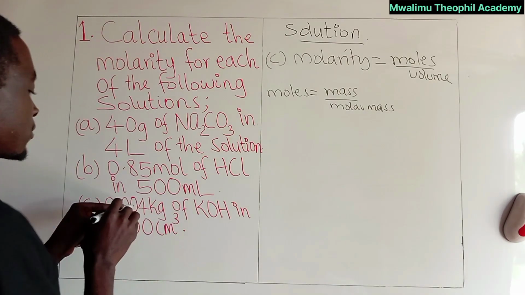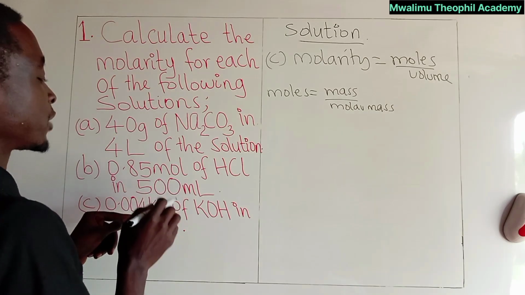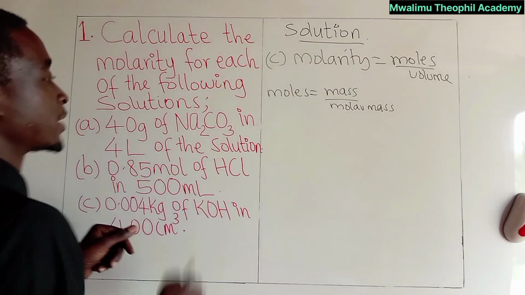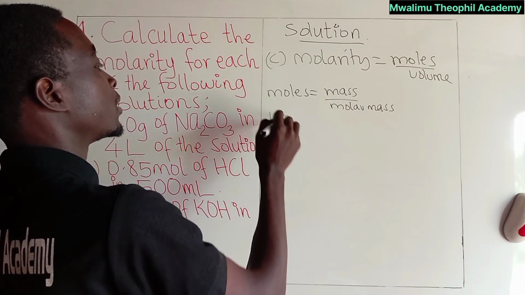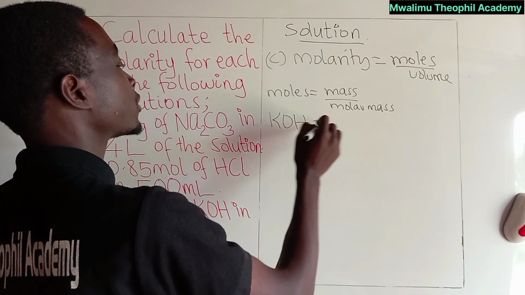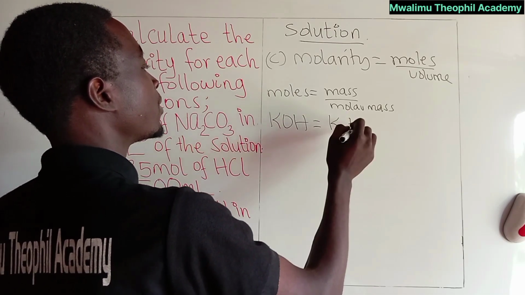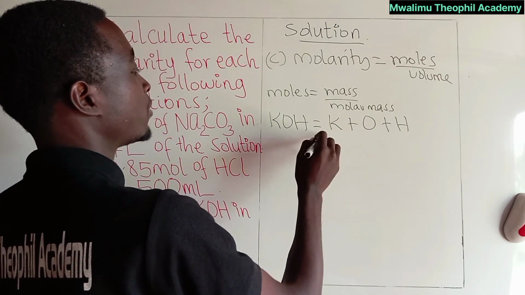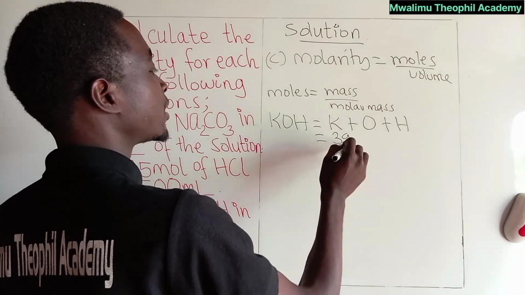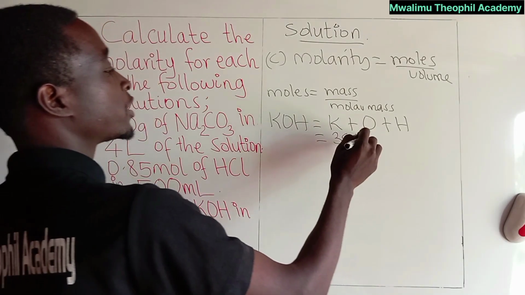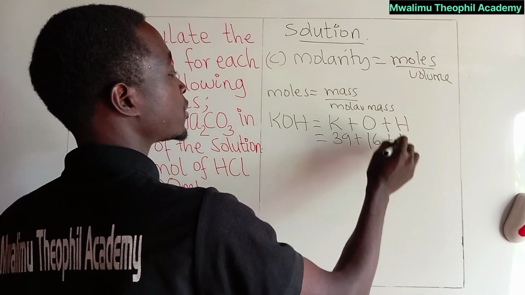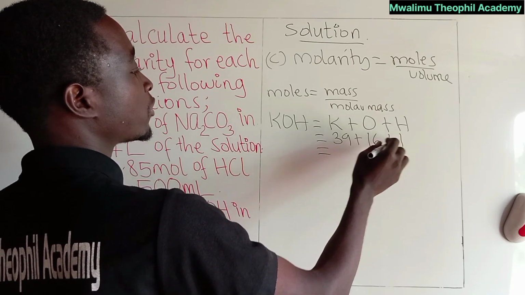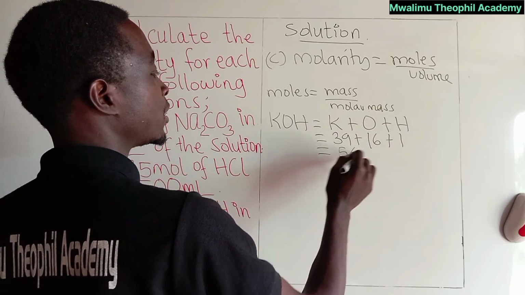Here, the mass given is 0.004 kg, but we don't have the molar mass for potassium hydroxide. So let's work out first the molar mass for potassium hydroxide. Potassium hydroxide consists of 1 atom of potassium, 1 atom of oxygen, and 1 atom of hydrogen. Now, the relative atomic mass of potassium is 39 grams per mole, that of oxygen is 16 grams per mole, and that of hydrogen is 1. Let's add these 3 values. We have 39 plus 1 we get 40, plus 16, 56 grams per mole.